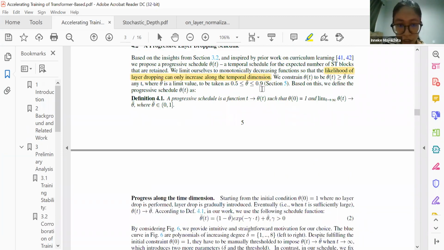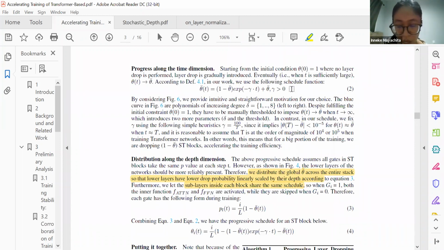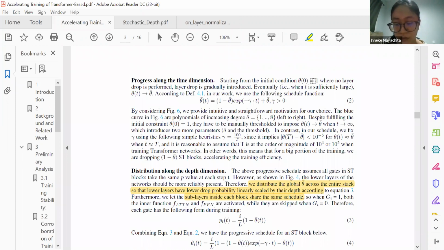So this is the heuristic that they used to define the probability of the number of retained layers. In the first step, where t is 0, we retain all the layers, and after that, layers are gradually dropped until we reach theta bar at the end of our training steps.